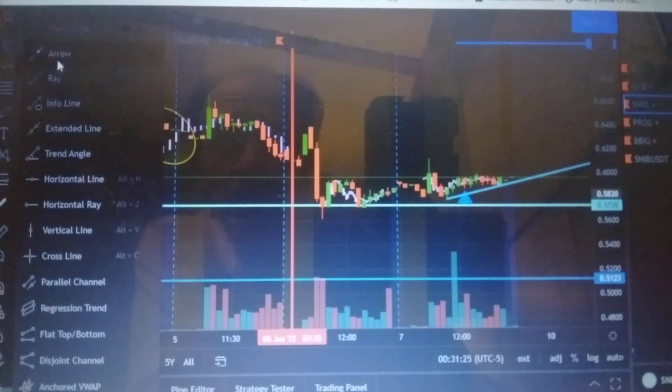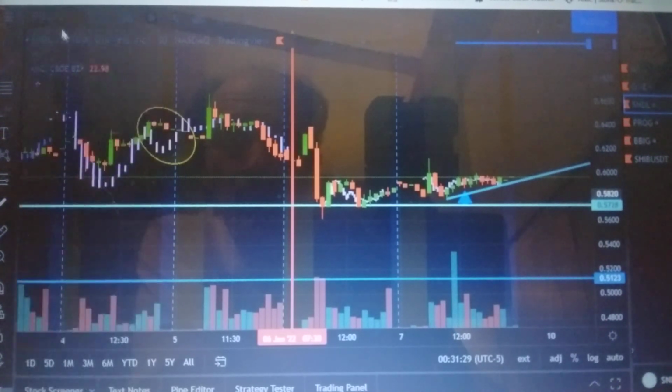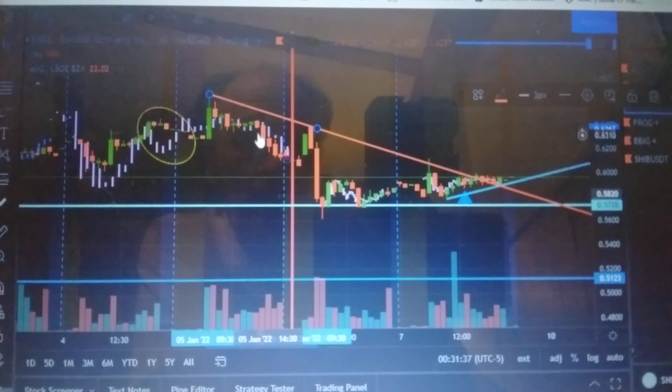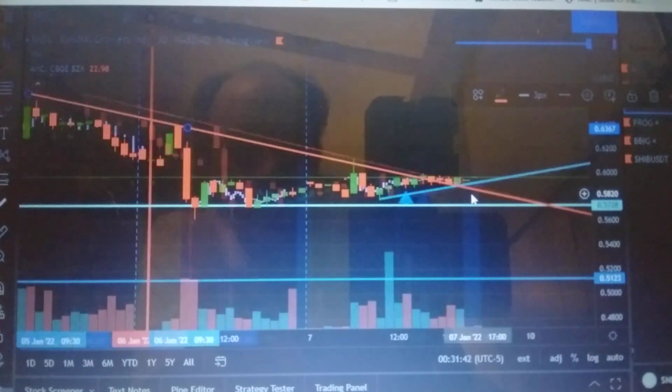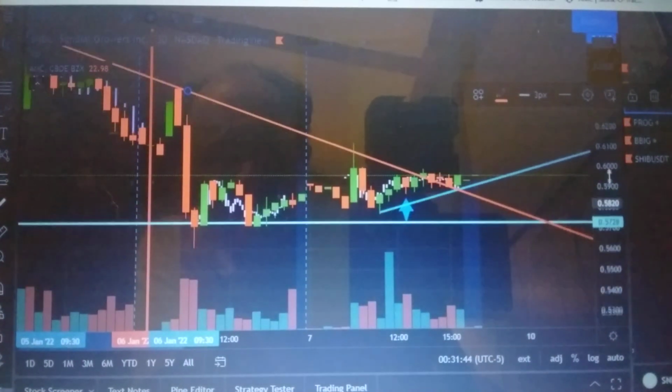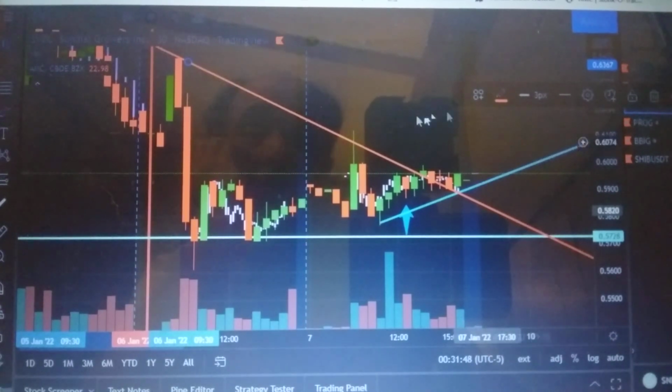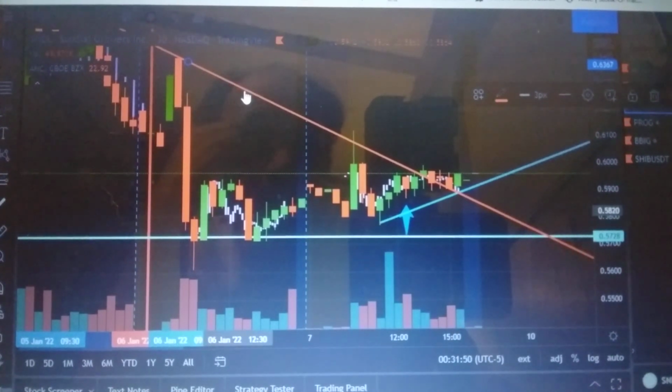I pick this one, trend line, and I'm going to put it at the top of the next lower high, like that. And then it's going to give me a projection, supposed to. But with these meme stocks, these lines really don't mean much as resistance and support. They just give you an idea.